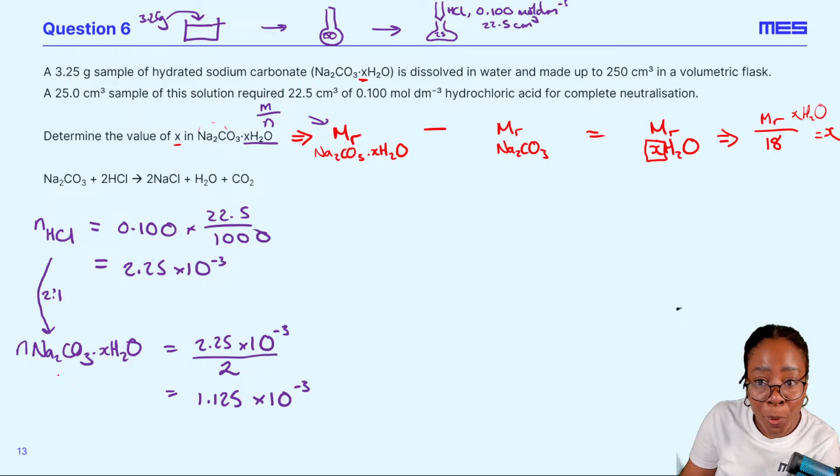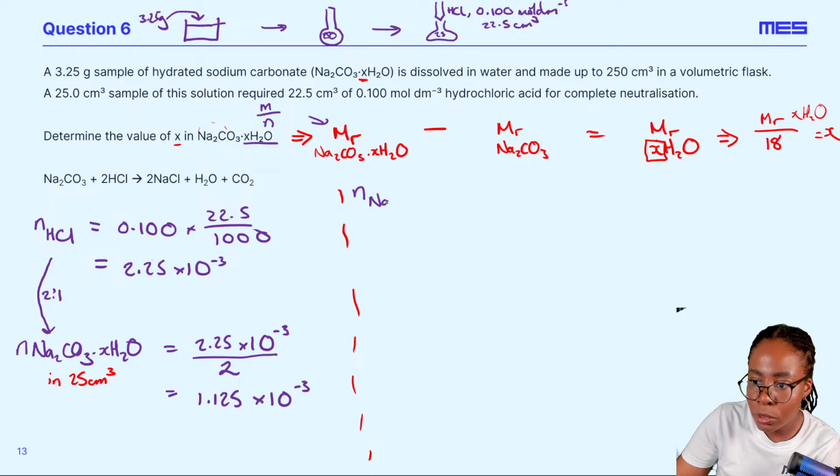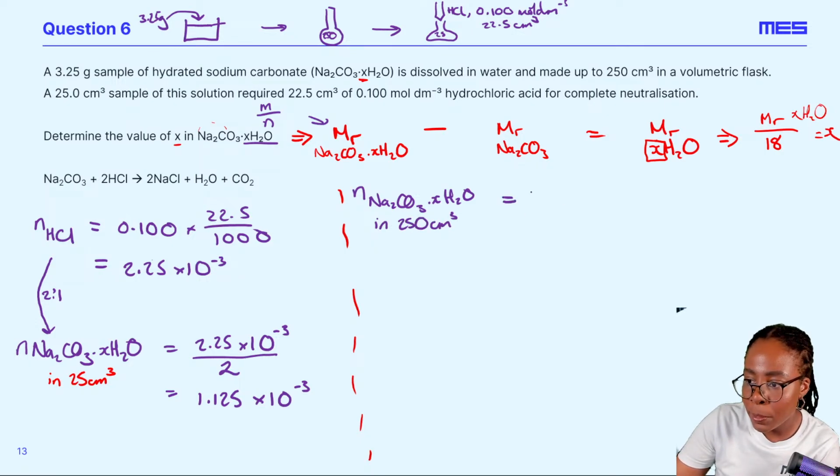This was the number of moles that was in our titration, right? In our 25 centimeters cubed. But the original salt was dissolved in 250 centimeters cubed. So we need to do that scaling step. So the number of moles of our salt in that 250, which is what our original solid was dissolved in, is going to be multiplied by 10.